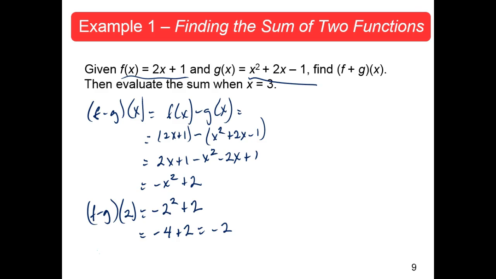Now, if you recall, what was f of x? Oh wait, we didn't do that, did we? Let's go back and check it this way. What's f of 2? 5. Okay, 4 plus 1 is 5. What's g of 2? 4 plus 4 minus 1. That would be 7. And what's 5 minus 7? Negative 2. Yeah, very good. So sometimes it's sort of easy to check these things too.